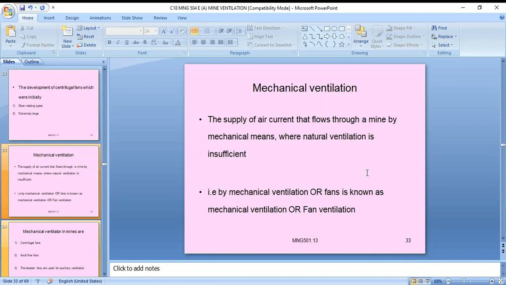The supply of air current that flows through the mine by mechanical means, where natural ventilation is insufficient, by mechanical ventilation or fan, is known as a mechanical ventilation or fan ventilation system. So simply it is called fan ventilation or mechanical ventilation, where the fan is the major key in the rotating purpose. We are using the fan ventilation system.